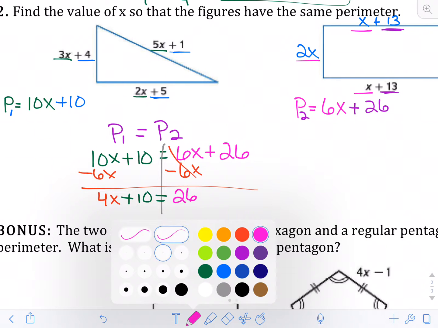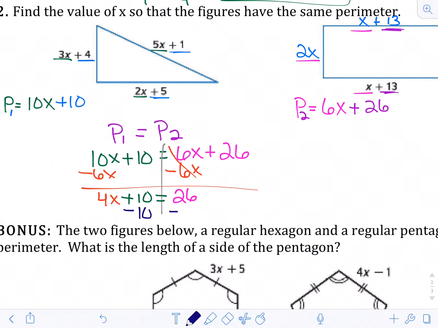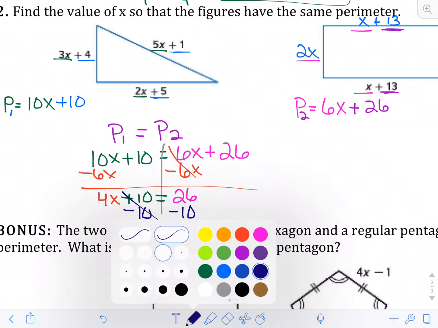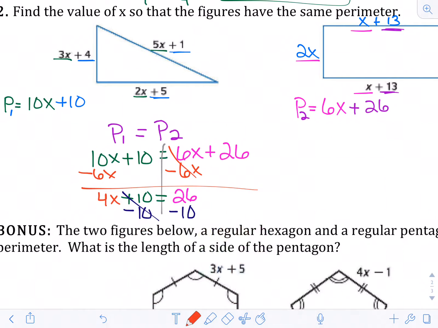Now what I'm going to do is subtract 10 from both sides. So I'll have 4x is equal to 26 minus 10, which will give me 16. And the last thing I have to do here is divide both sides by 4. So x is just equal to 4.